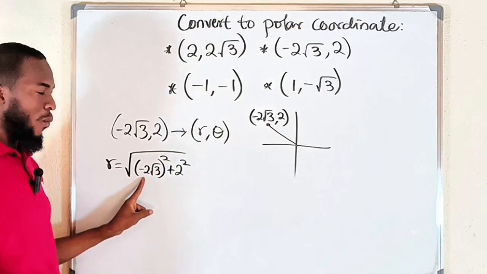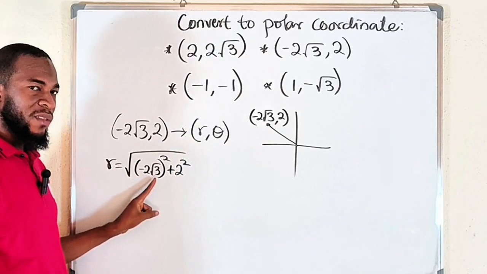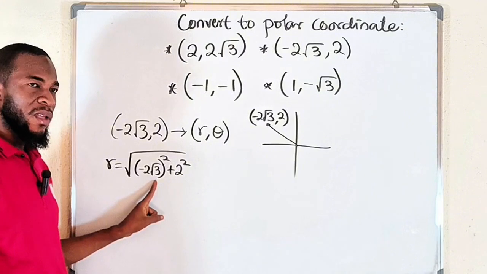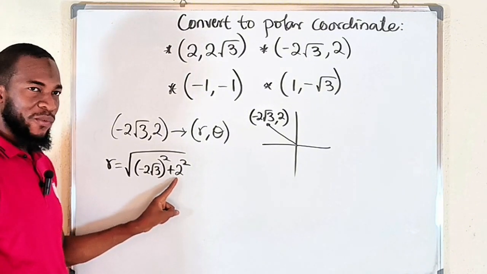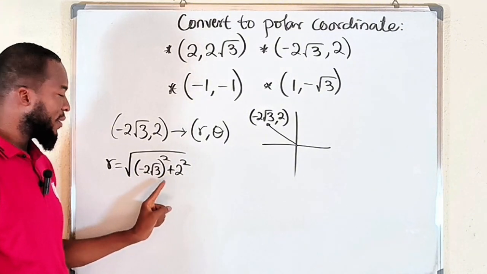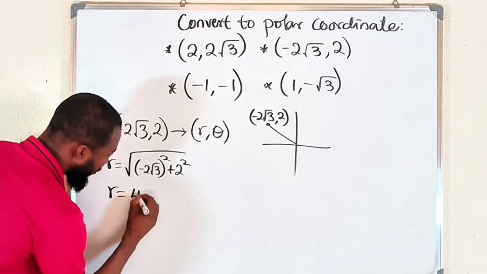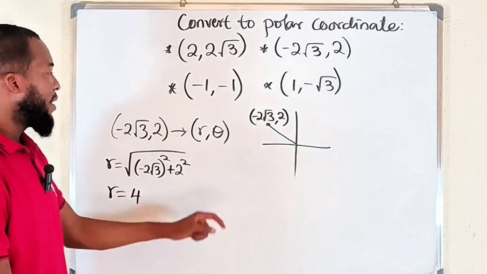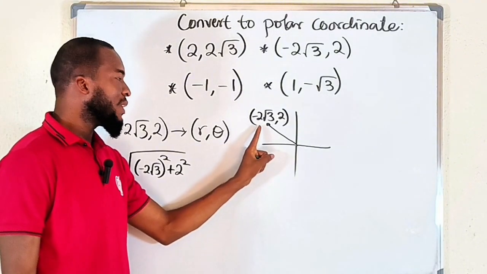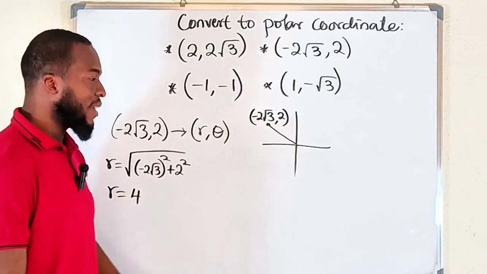Negative 2 squared is 4. √3 squared is 3. 4 times 3 is 12. 2 squared is 4. 12 plus 4 is 16. Square root of 16 is 4, which means that r is also equal to 4 in this situation. Then, what about the theta?